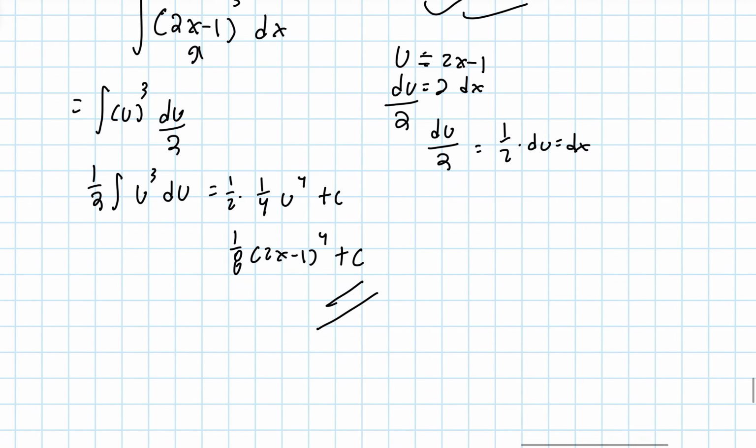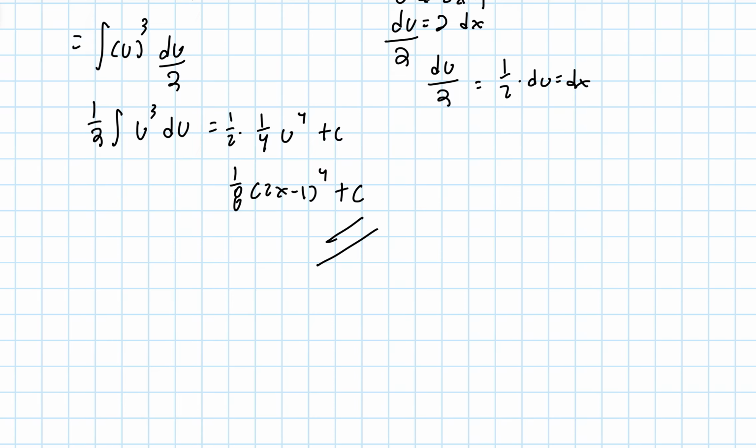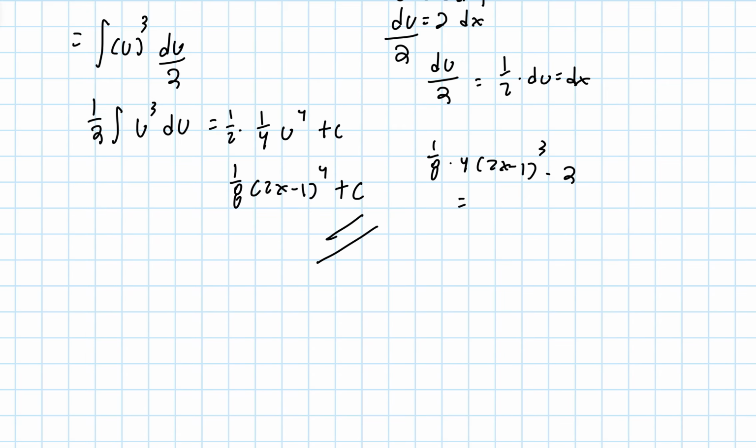This is our integral. If you don't believe me that it works, let me show you. In order to take the derivative of this function, we have to do chain rule. So we do 1/8 times 4 times (2x minus 1) to the third power, and then you multiply by 2 because of chain rule. 4 times 2 is 8, and 1/8 times 8 is 1. Therefore, the derivative of this function is equal to (2x minus 1) to the third. So chain rule works, U-Substitution works. Trust me on this one.